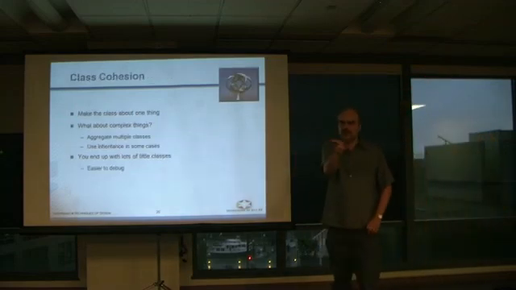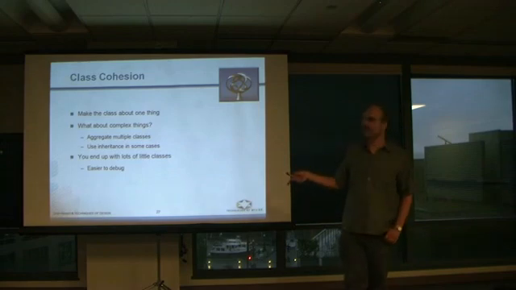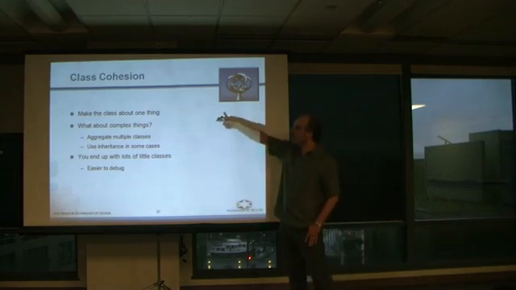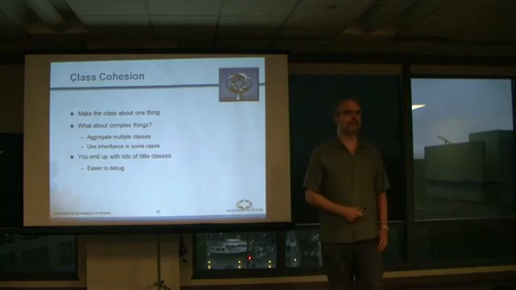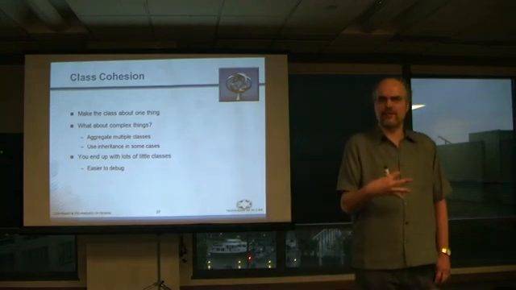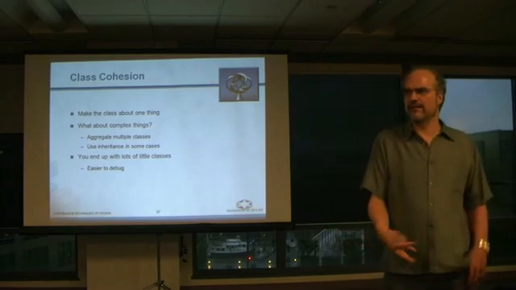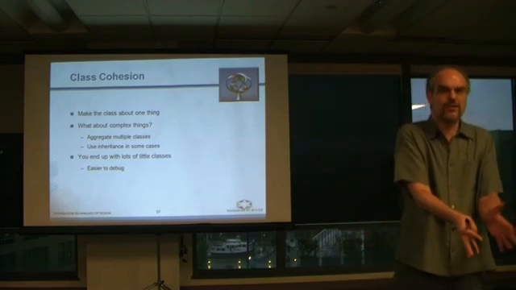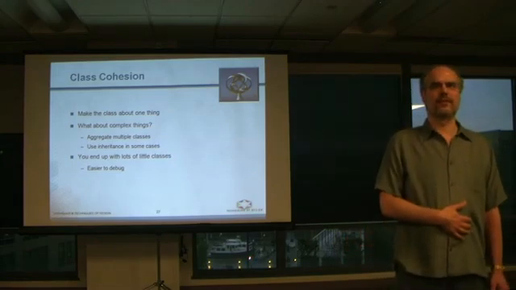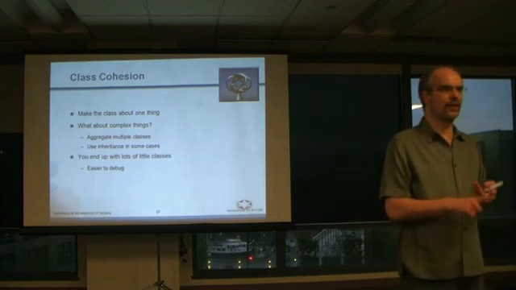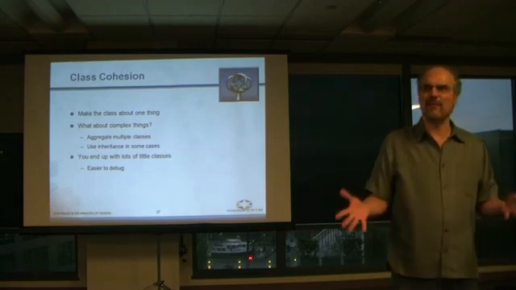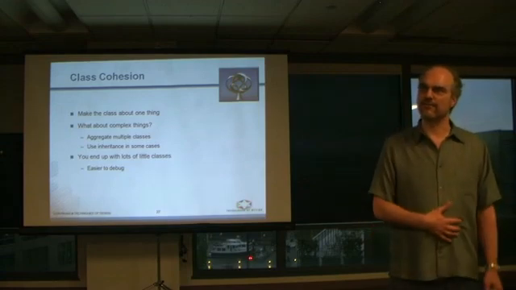So there are two kinds of cohesion I want to talk to you about. Class cohesion, which is making our class be about one thing. How do we make a class cohesive with something that's very complex? That's easy for a simple situation, but let's say I want to model a person. Persons are very complex. They have walking behavior and eating behavior and talking behavior. How do I handle that? How do I model that and still be cohesive?